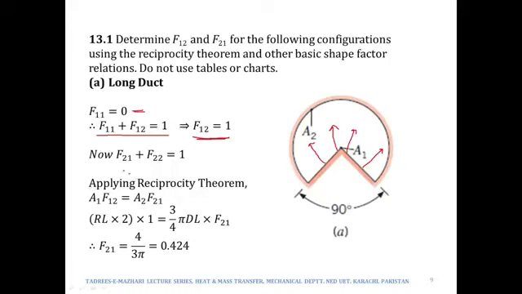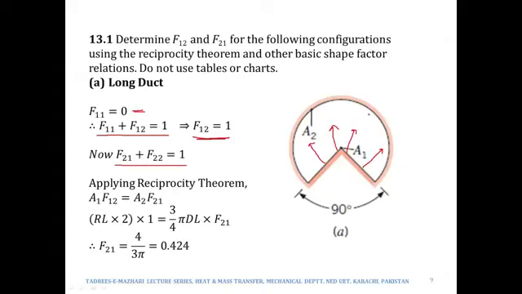Now, after finding out F12, we can very easily find out F21 using reciprocity, right? Of course we can write this expression, F21 plus F22 is equal to 1, but F11 was 0. Similarly, is F22 0 as well? F11 was 0, is F22 0 as well?